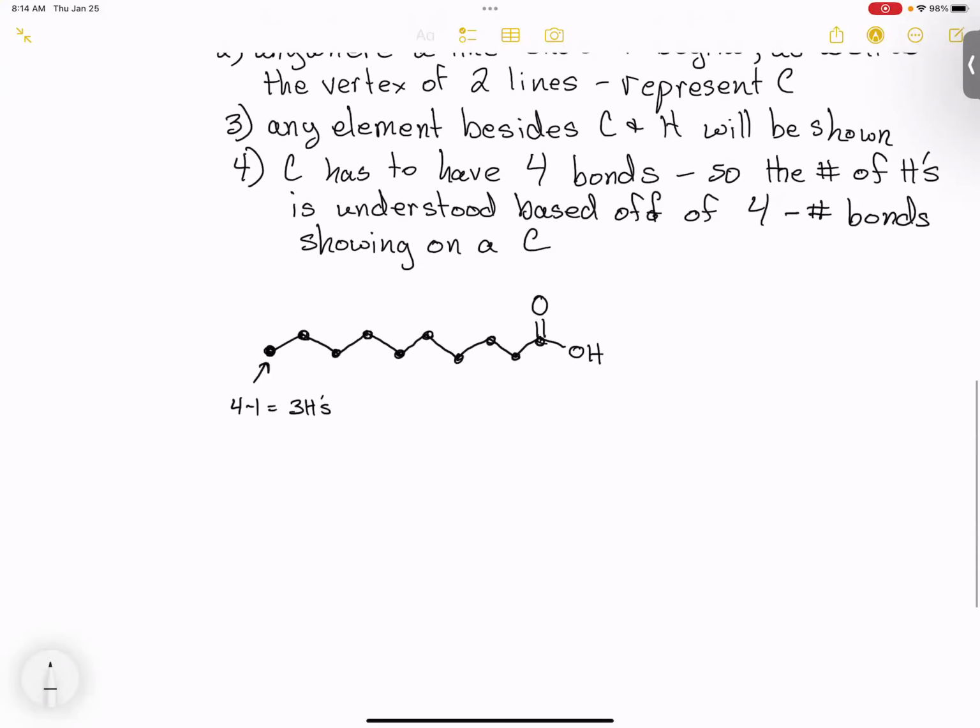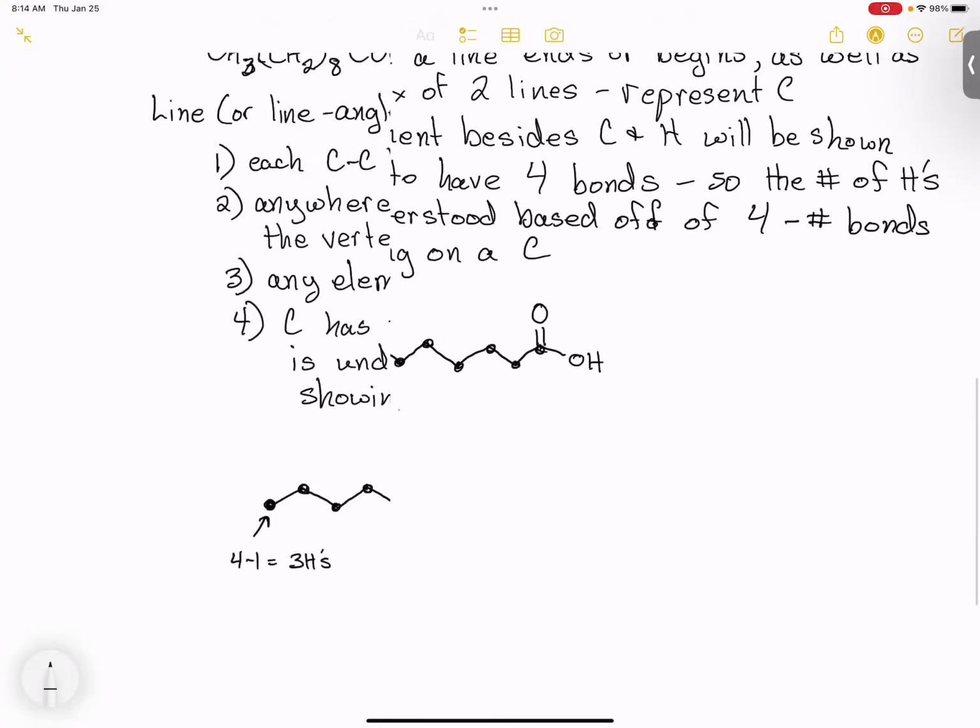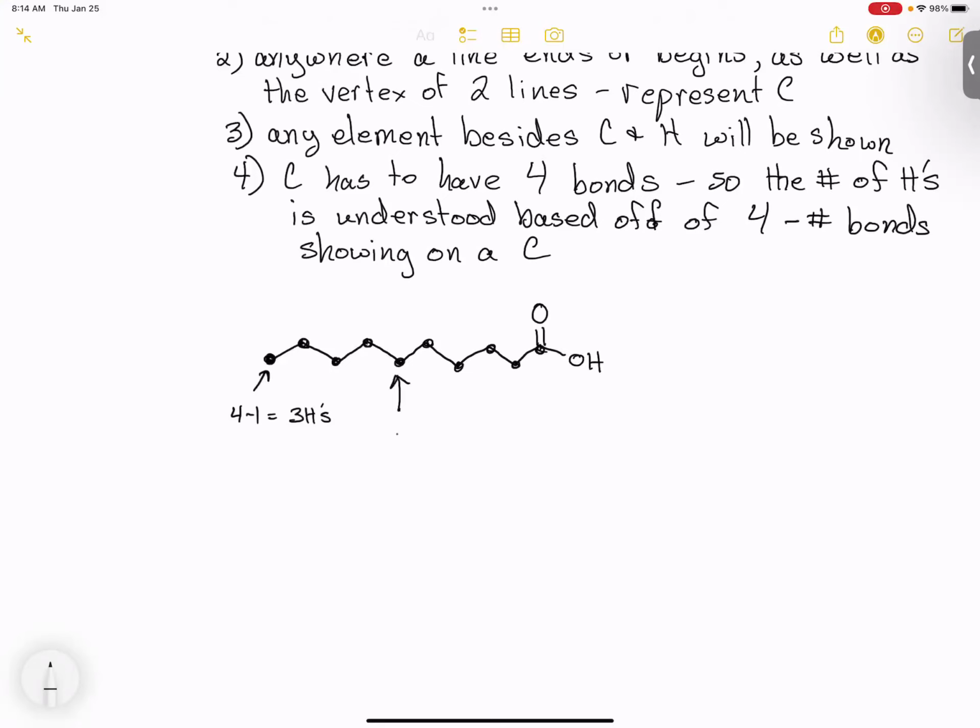On this one, whoops, there would be 4 minus the 2 bonds showing. So in other words, there's 2 hydrogens.